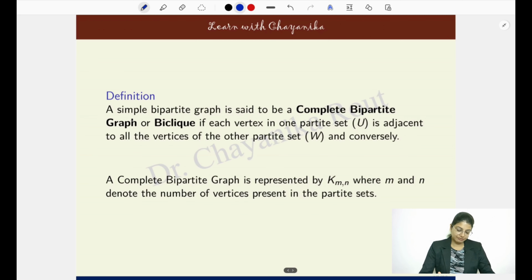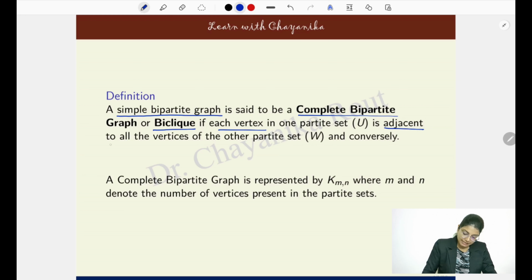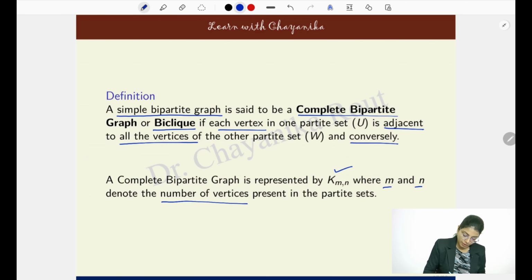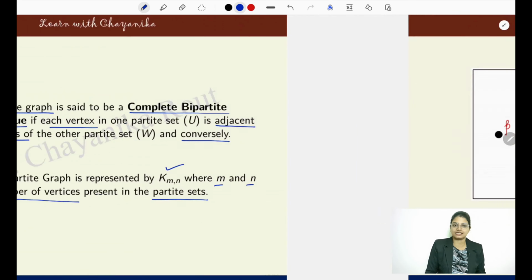So let's see the definition. A simple bipartite graph is said to be complete bipartite or biclique if each vertex in one partite set is adjacent to all the vertices of the other partite set and conversely. So basically make every vertex of one partite set adjacent to all the vertices of the other partite set. This is how we create the complete bipartite graph. It is represented by Kmn, where M and N denote the number of vertices present in the partite sets.